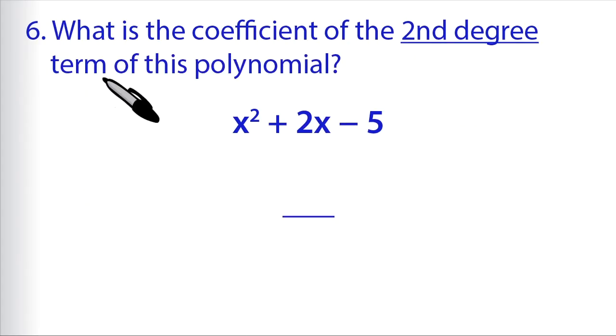For problem 6, we have what is the coefficient of the second degree term of this polynomial? And x squared here, this is the second degree term. And it might look like it doesn't have a coefficient, but remember, the coefficient and the variable part are multiplied together, and in multiplication, there's always a factor of 1. So you can think of there being a 1 right here that we just normally don't show because it doesn't change the value of that. But the coefficient of this is 1.